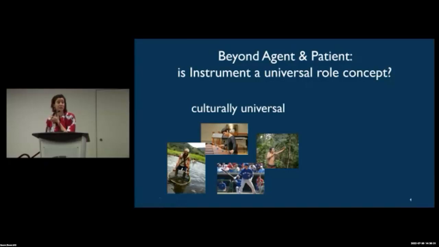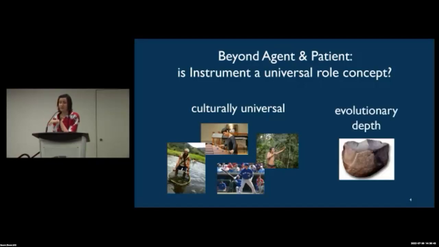It's plausible that instruments may be a universal event and language category because using tools is culturally universal and is an essential part of our material culture. And the ability to use tools has been evolving for a really long time. So Homo habilis 2 million years ago was developing the ability to use tools. So this is a plausible candidate of something that could be universal.